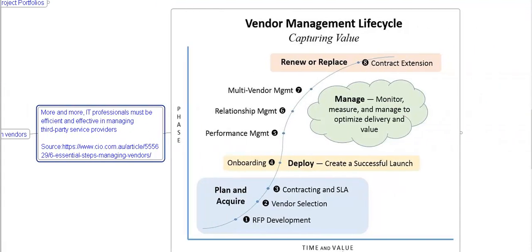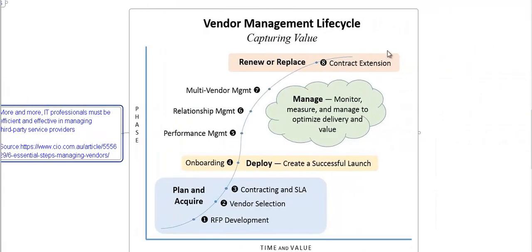This diagram represents the vendor management life cycle. Plan and acquire: develop RFP, request for proposal development, vendor selection, contracting and SLA. Onboarding: deploy, create a successful launch. Performance management, relationship management, multi-vendor management: manage, monitor, measure and manage to optimize delivery and value. And renew or replace: contract extension.